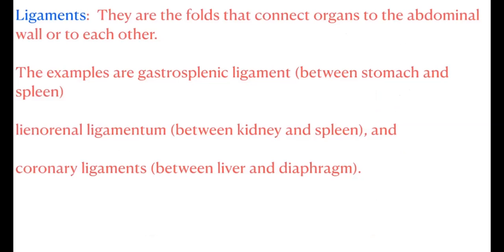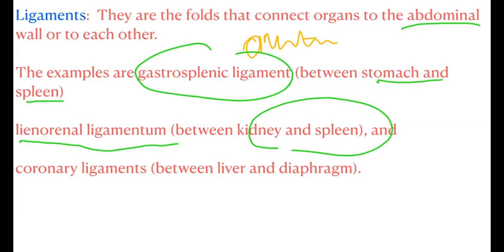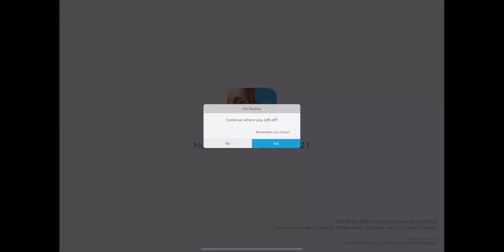Coming to the ligaments, these are the folds that connect organs to the abdominal wall or to each other. So from organ to organ is called omentum, right? From organ to the abdominal wall is called ligament. Examples are gastrosplenic ligament, between stomach and spleen; lienorenal ligament between kidney and spleen; coronary ligaments between liver and diaphragm. We'll see that.